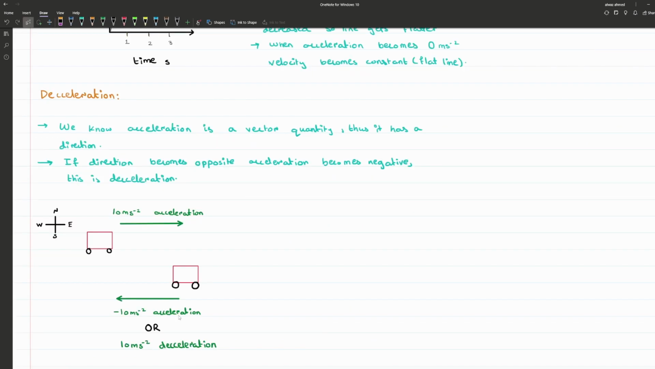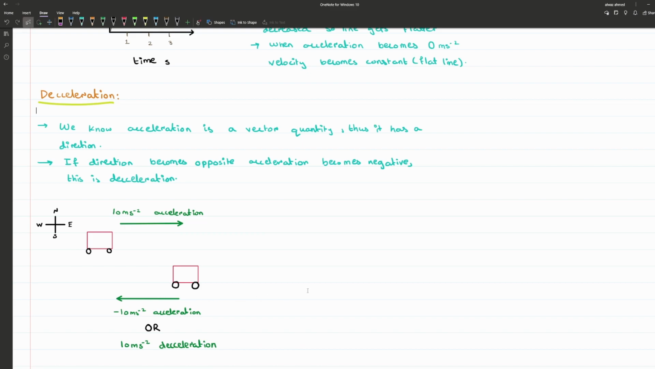Okay, so let's talk about the concept of deceleration. Deceleration is the same as acceleration, except it is in the opposite direction. Now we know that acceleration is a vector quantity, thus it has a direction. So if the direction becomes opposite, acceleration will also become opposite. This phenomenon is called deceleration.